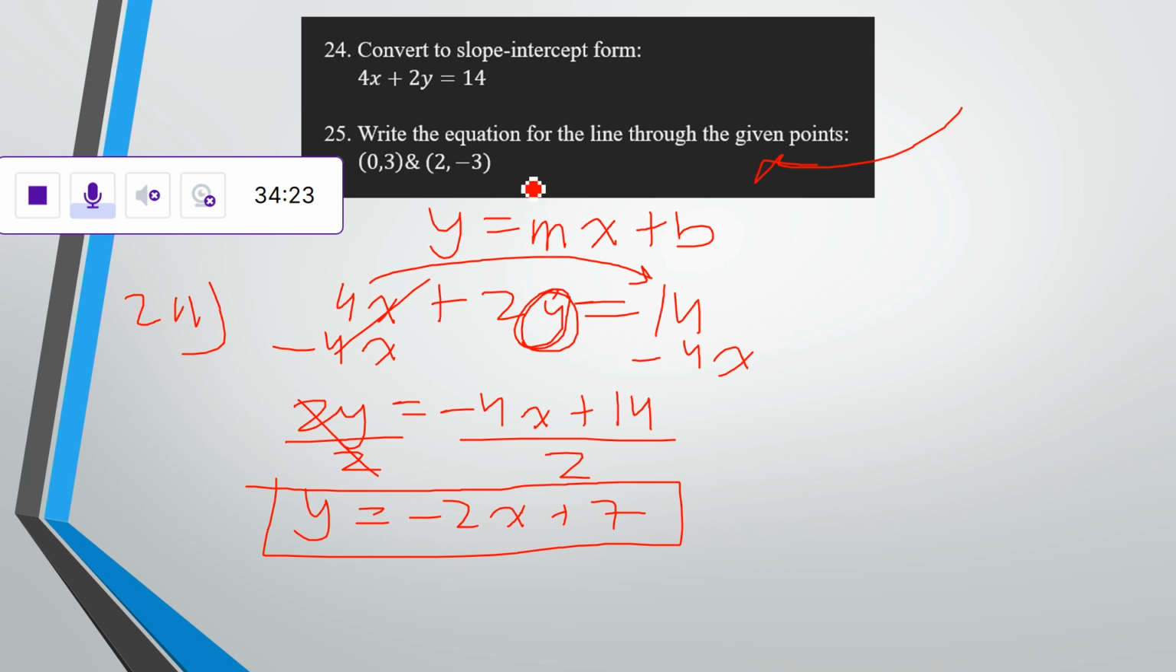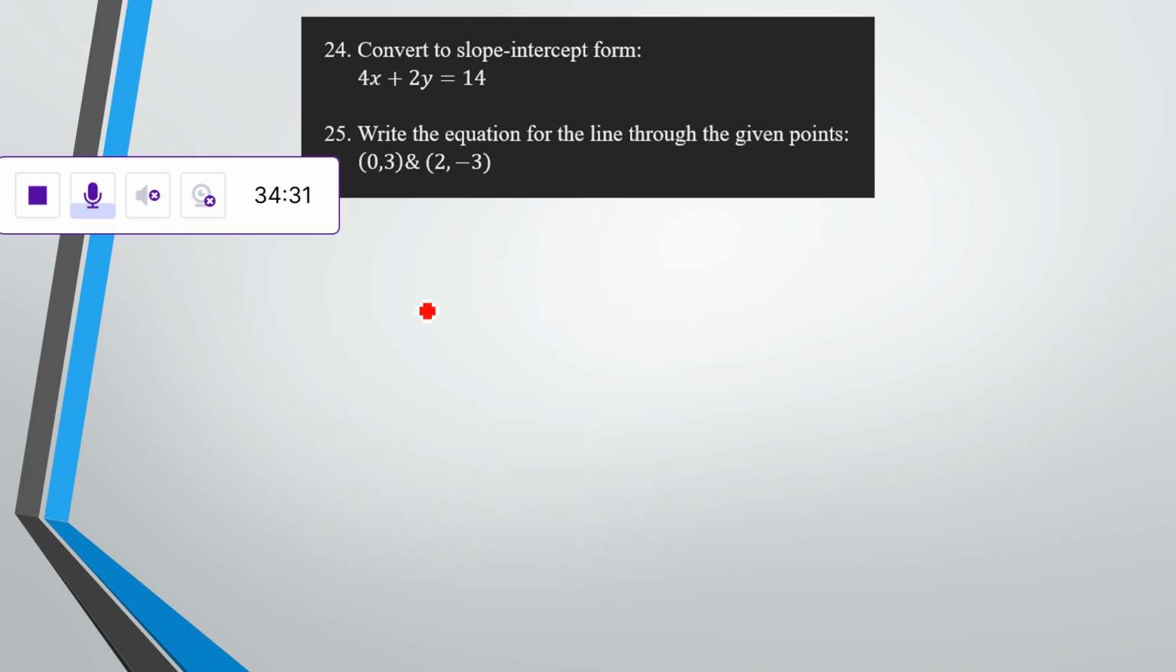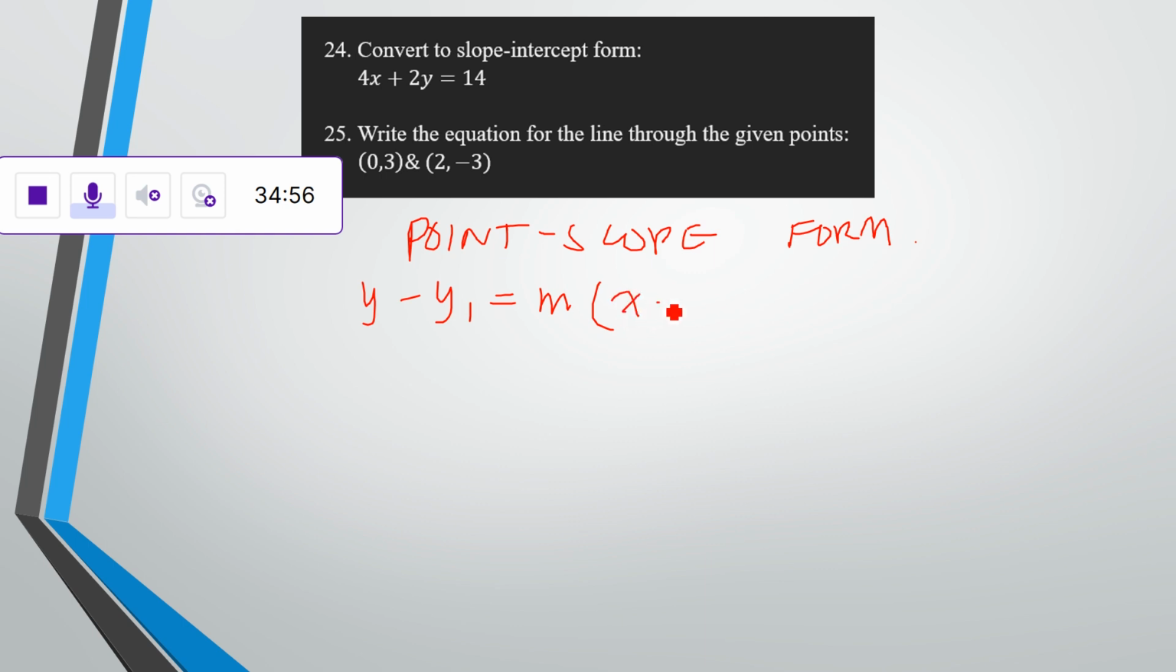But how do we write an equation, right, for the line of these 2 given points? So, what should we do? There is something that we didn't have the opportunity to talk about, which is something called point-slope form. Now, what is point-slope form? How does it look like? Point-slope form looks something like y minus y sub 1 is equal to m times x minus x sub 1, right?